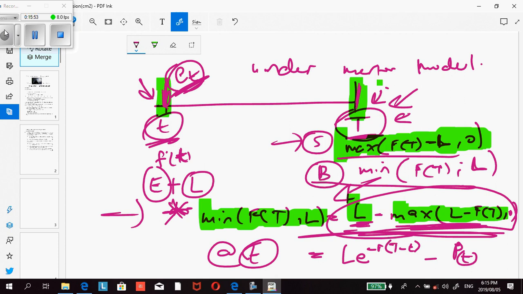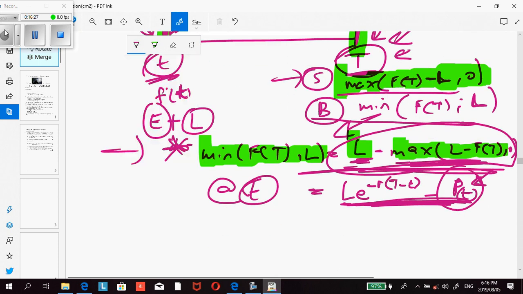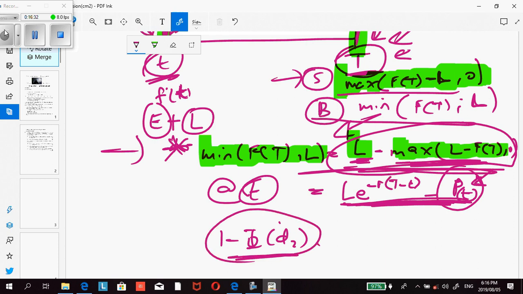So at time little t, the shareholders will be evaluated using the formula for the call option, and the bondholders will be evaluated using this formula here. Obviously, if you've got the value of the call option, you can use the put-call parity to calculate the value of the put option here. And we know that under the Merton model, the probability of default is 1 minus phi of d2.